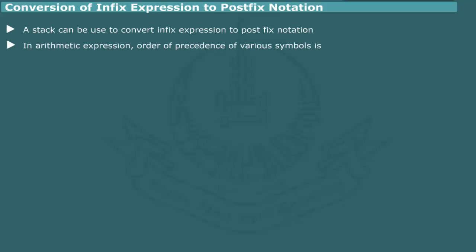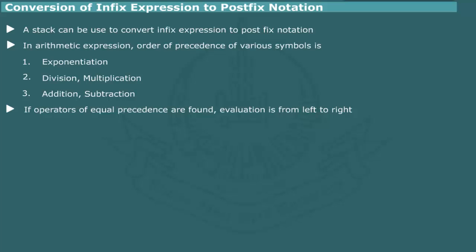Number 1. Exponentiations are performed first. Number 2. Division and multiplication are performed next. Number 3. Addition and subtraction are performed last. Number 4. When two operators of the same precedence appear consecutively, evaluation takes from left to right. Number 5. Parentheses may be used to enhance the level of precedence.